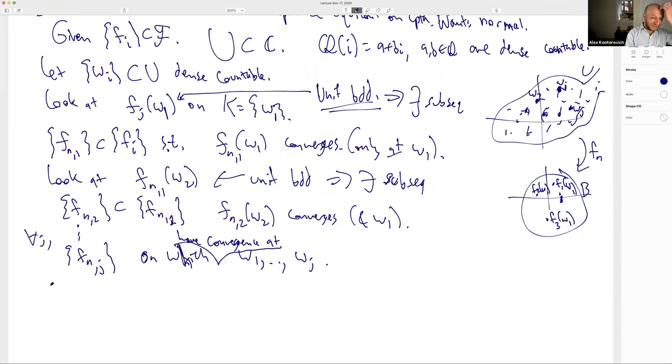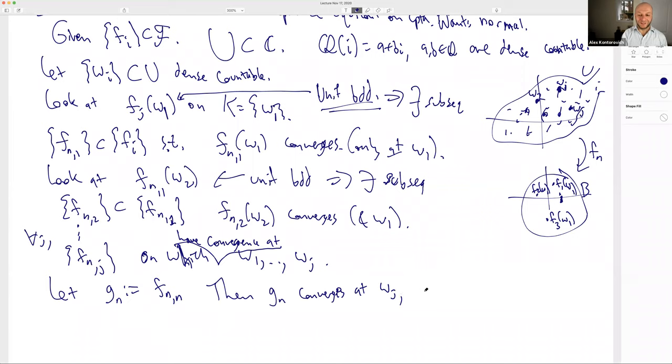Diagonalization argument: let Gn be Fnn. Then Gn converges at Wj for all j. As soon as n is bigger than j, you are convergent. I didn't say the convergence was uniform.